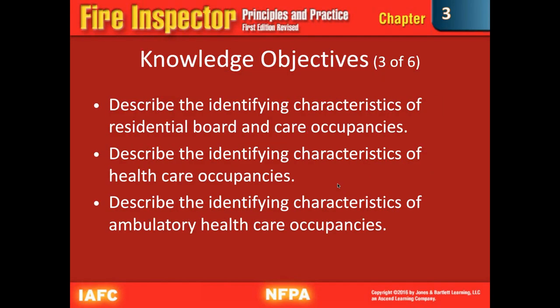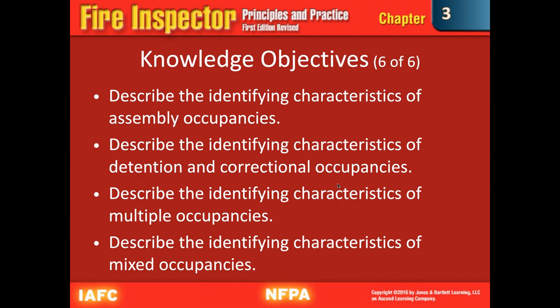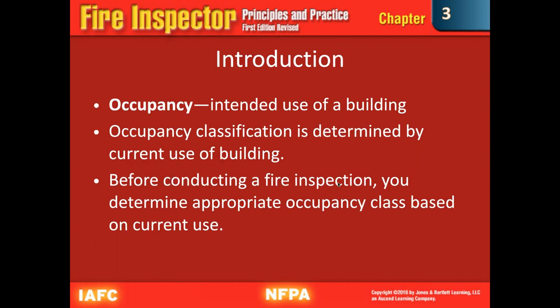Let me get through the knowledge objectives. So we don't really need those. All right. In model building codes, occupancy refers to the intended use of the building. So you're going to hear words like assembly, confinement, healthcare, those kind of things. Occupancy classification is determined by the current use of the building, not the old use.